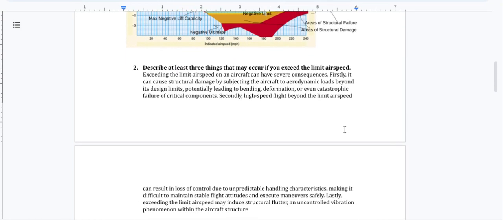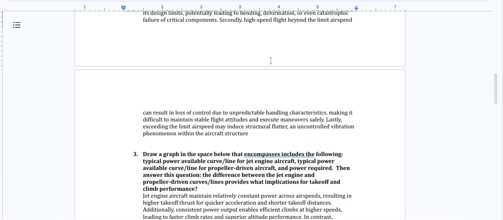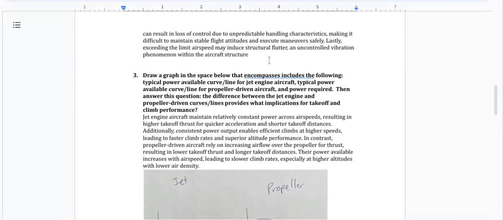You can have structural damage because of aerodynamic loads. You can have bending, deformation, catastrophic failure. You can have high-speed flight. Can you have loss of control because of unpredictable handling? And you can also have structural flutter, like uncontrolled vibration. Plane's not built for it.